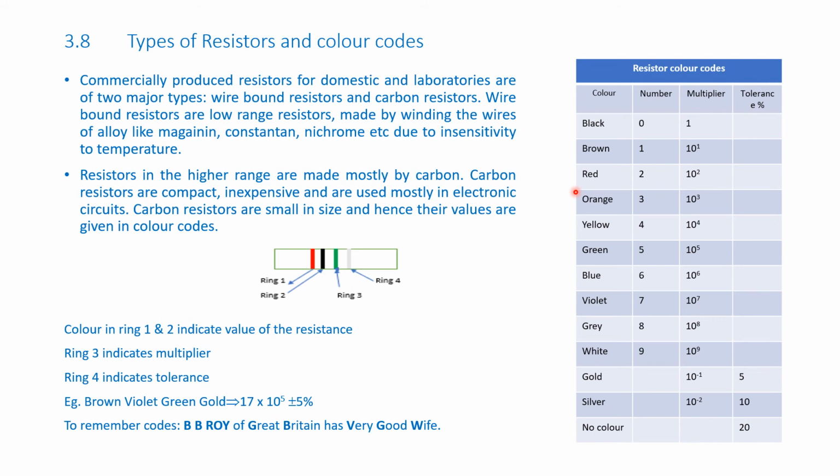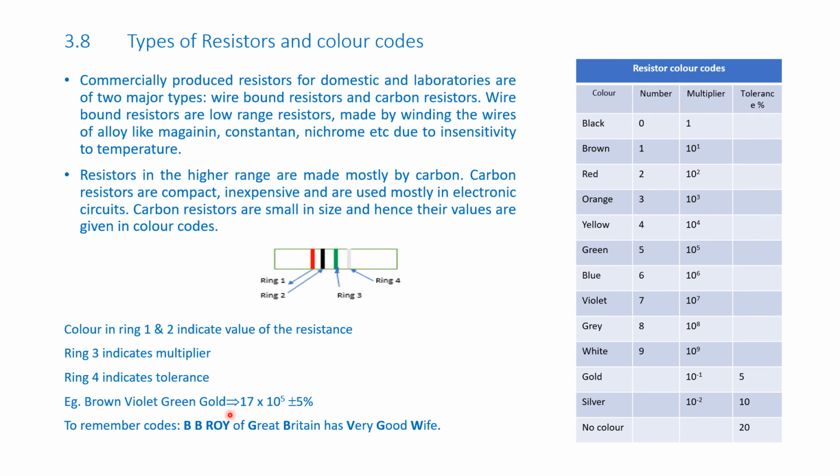for our example, brown, violet, green and gold color, the first ring is brown. The code for brown color is 1. So here the first line is for brown, it is shown 1. The second color is violet, that is the color of the second ring is violet. So the code for violet color is 7. So it is 1 into 7. Brown shows 1 and violet indicates 7.